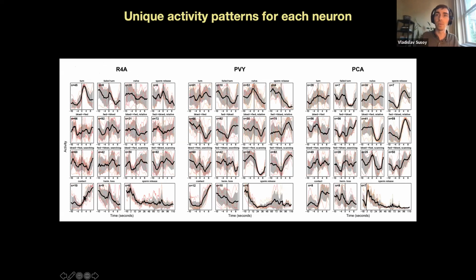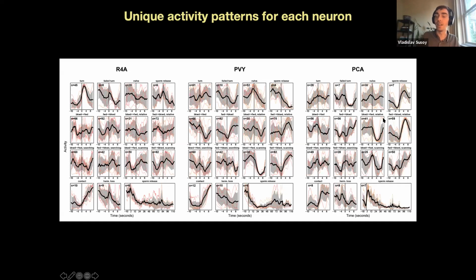R4A becomes active, it's a sensory neuron, PVY, an interneuron, also becomes active at contact, and PCA also becomes active at contact. But when we look at different behavioral motifs, for example, turning is also associated with R4A increased activity. But PVY and PCA don't show this. At the same time, PVY has a directional selectivity. It becomes more active when the male starts swimming backwards and less active when the male starts swimming forwards. And this is because PVY actually drives backward swimming.